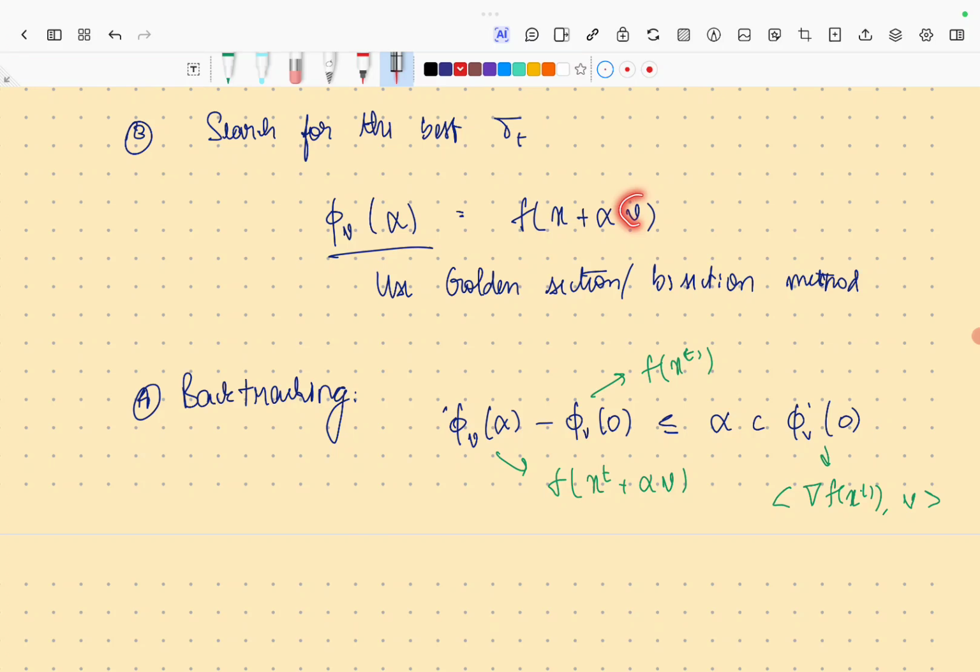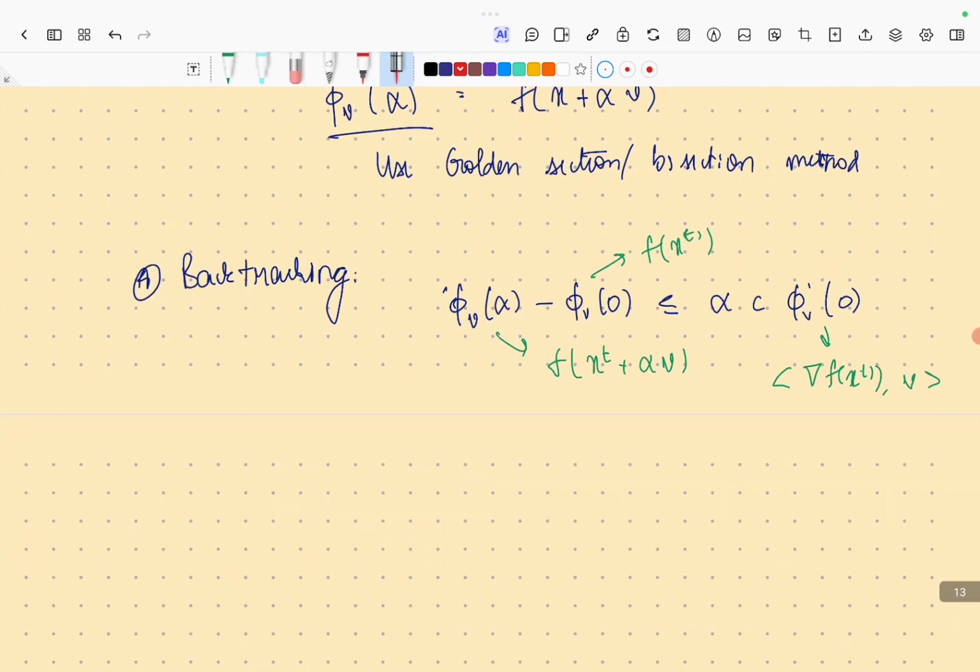Okay, because you're moving in the direction. So if v is the direction of steepest descent, then if alpha is positive, then f of x plus alpha v will be hopefully less than f of x. So this quantity is going to be negative as long as alpha is not too large. Of course, the function could decrease and then increase, but up to some value of alpha, this whole quantity is going to be negative.